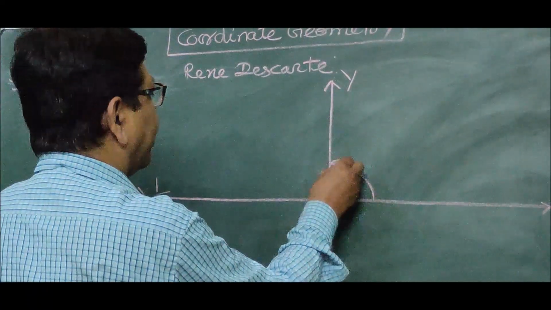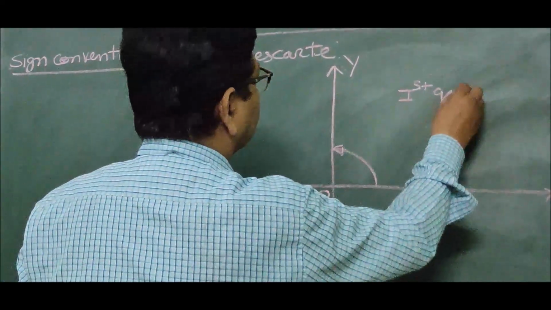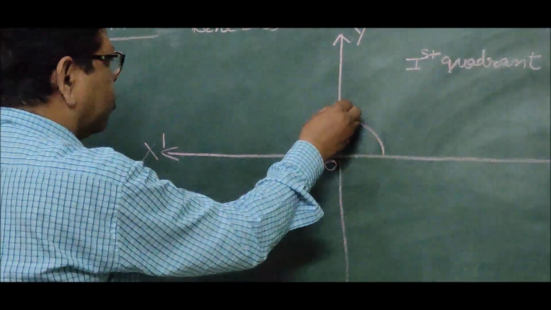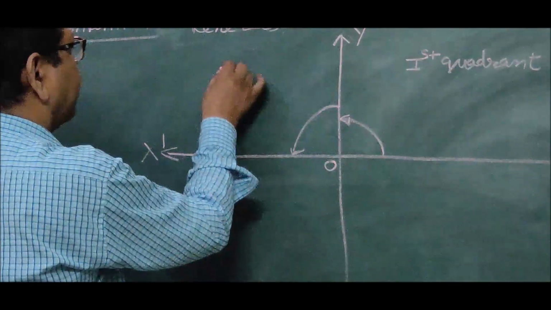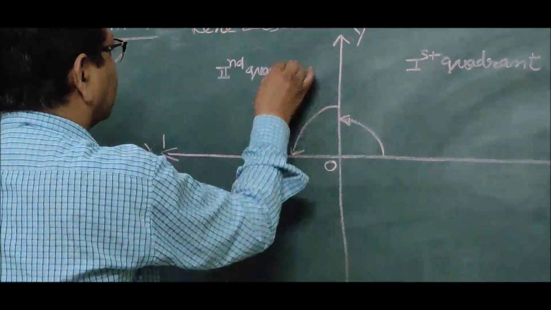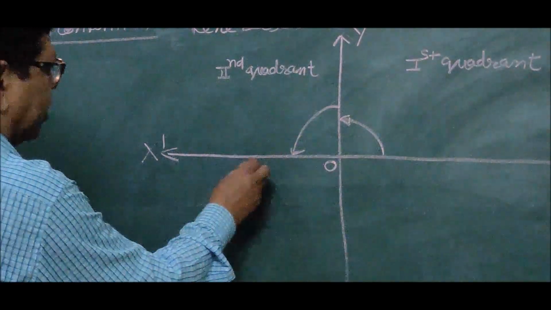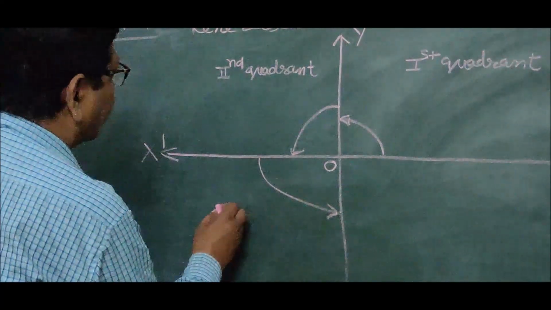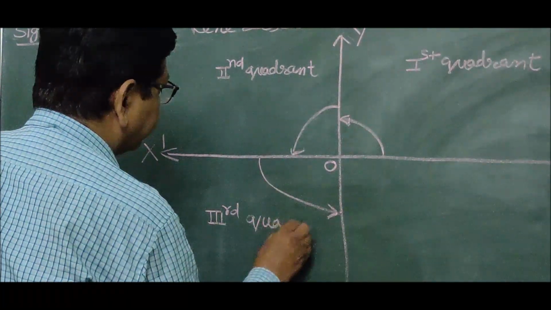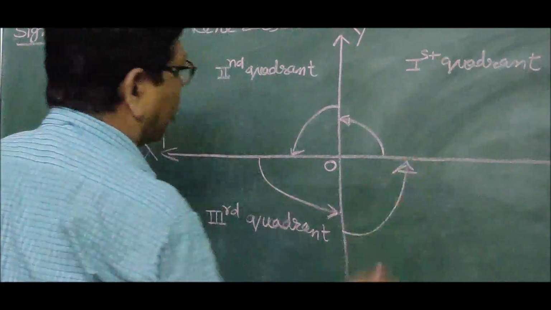First, this 0 to 90 degree, this is the first quadrant. 90 degree to 180 degree, this is the second quadrant. 180 degree to 270 degrees, third quadrant. And 270 to 360 degrees, fourth quadrant.